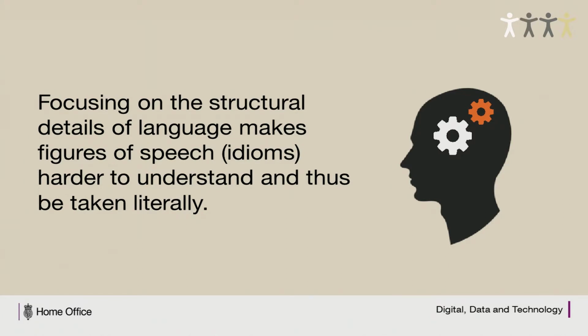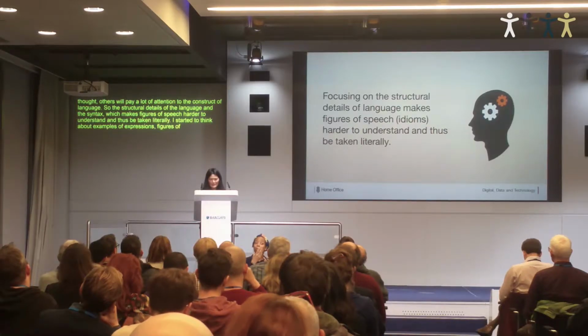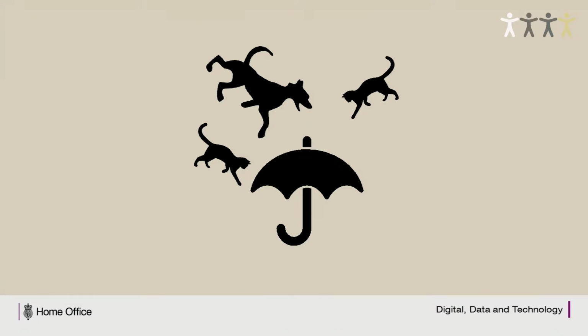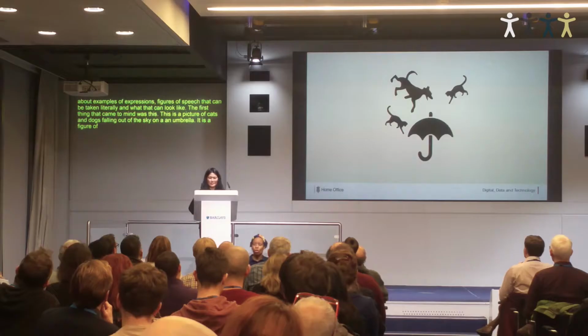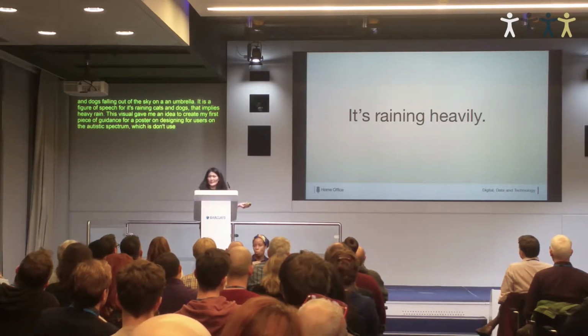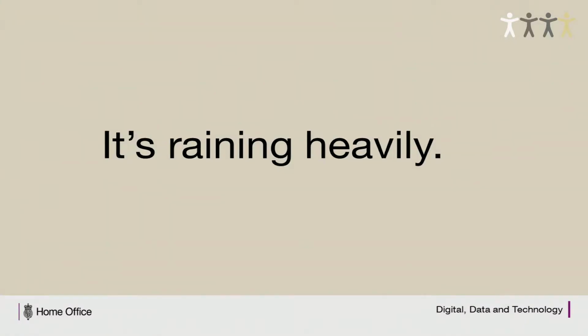So I started to think about examples of expressions, figures of speech that can be taken literally and what that can look like. And the first thing that came to mind was this. So this is a picture of cats and dogs falling out of the sky onto an umbrella. It's a figure of speech, it's raining cats and dogs, which implies heavy rain. So this visual gave me an idea to create my first piece of guidance for a poster on designing for users on the autistic spectrum, which is don't use figures of speech. Use plain English instead, because it's simpler and easier to understand.